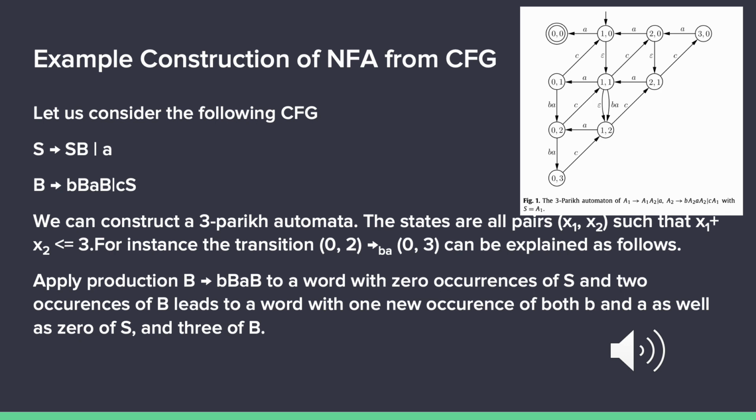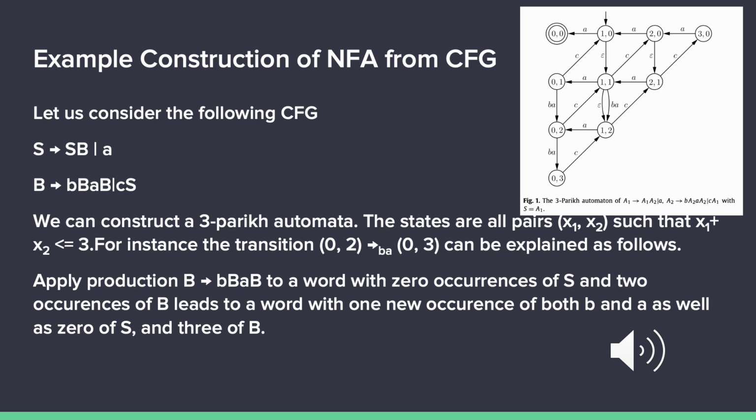Now the states are all pairs x1, x2. These are pairs because if you consider the number of non-terminals we have, it's just 2, which is S and B. And we also are under the restriction that x1 plus x2 should be less than or equal to 3, since this is a k-Parikh automata where k equals 3.